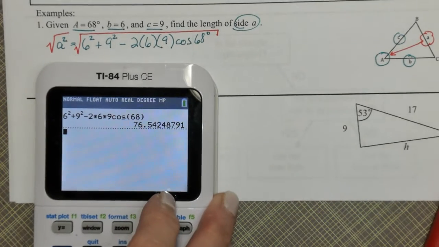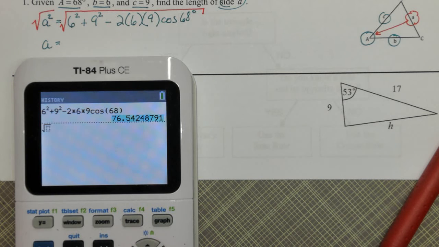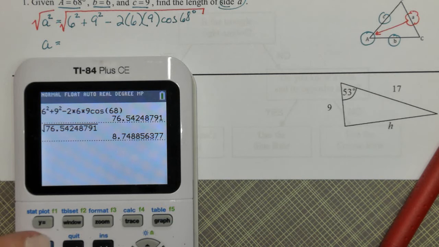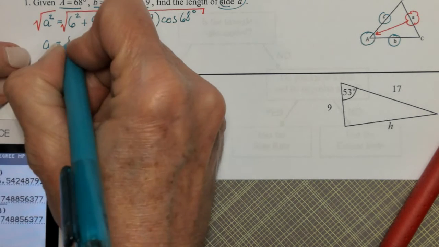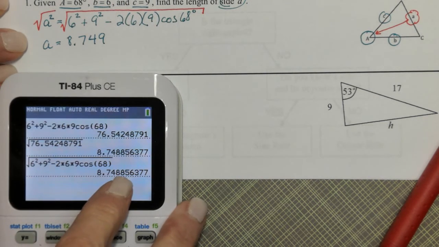So I could, since I already typed that part in, I could square root my answer and I get the answer that way. Or usually what I do is I square root and type it all in at once. Of course, this would be if I hadn't already typed it in. And of course we get the same answer regardless. So A is 8.74, and I'm going to round that last 8 to a 9.